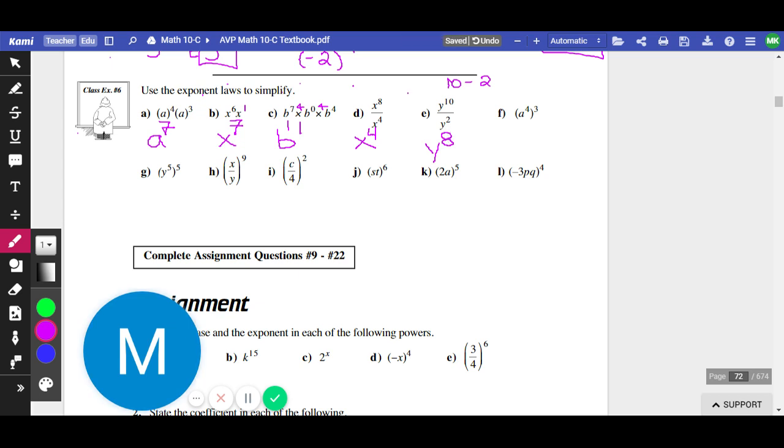And F, we have power of a power, right? An exponent outside the brackets. When the exponent comes inside the brackets, we multiply. So this is a to the power of 4 times 3. That's a to the power of 12. Fantastic. G is the same thing. This is power of a power. The 5 comes in, it multiplies, to become y to the power of 25.